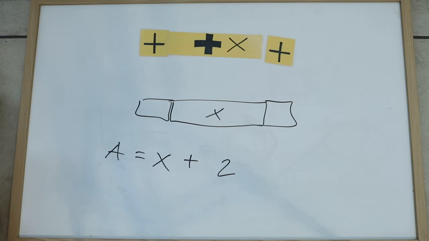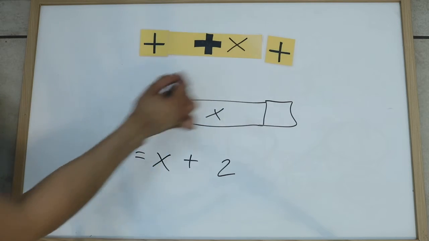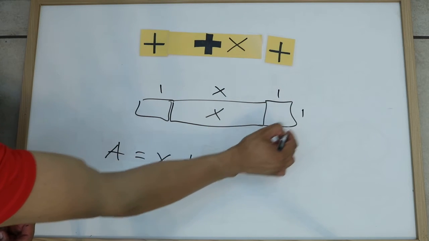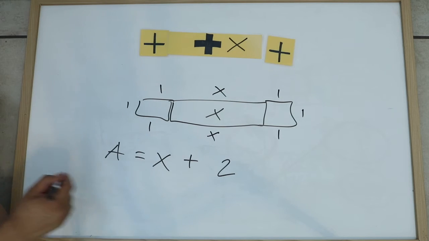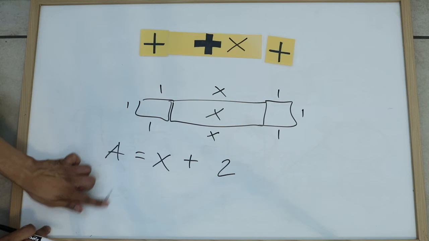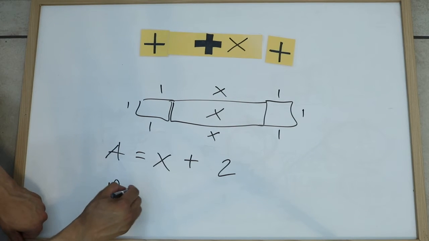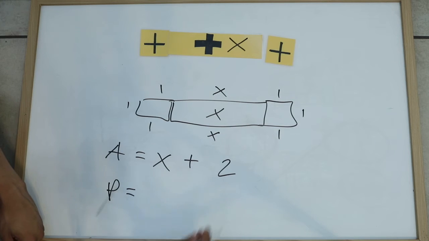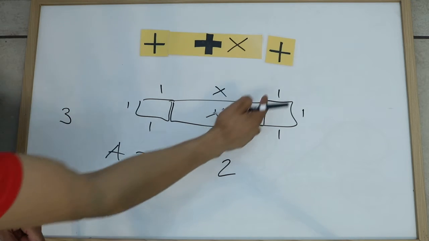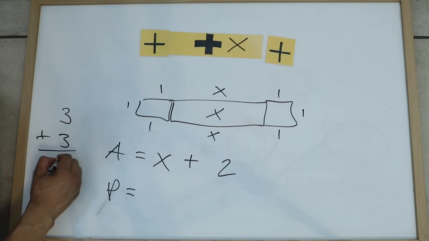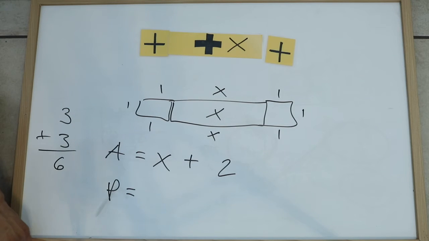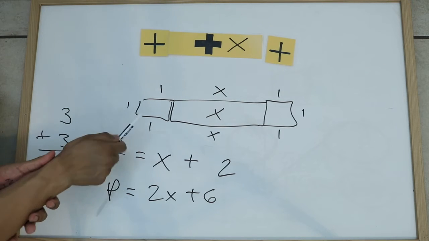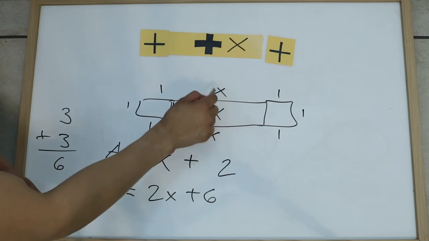Now if I want to find the perimeter, what I'm going to do is count the sides that surround the figure. So that's 1 x, 1, 1, 1, x, 1, 1. Now for the perimeter, I'm going to count them. I have 1, 2, 3. Then another 1, 2, 3, I have another 3, I have to add them, gives me 6. I count the x's, there are 2 x's, so it's 2x plus 6. Okay, that's my perimeter.